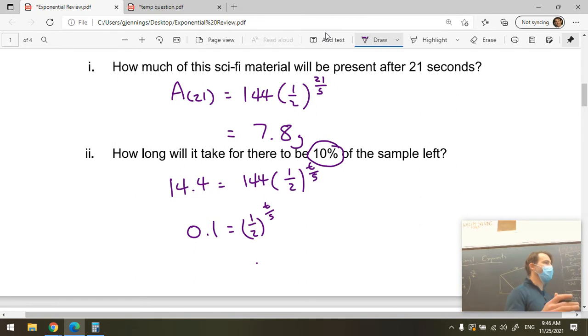I could even say, when was there 200%? That would be going back in time. When was it 200%? Because this declined from some point. We measure it at time 0, and then it keeps half-lifing. Michaela? Oh, 10%. 10% as a decimal is 0.1. I divide both sides by 144, I get 0.1.